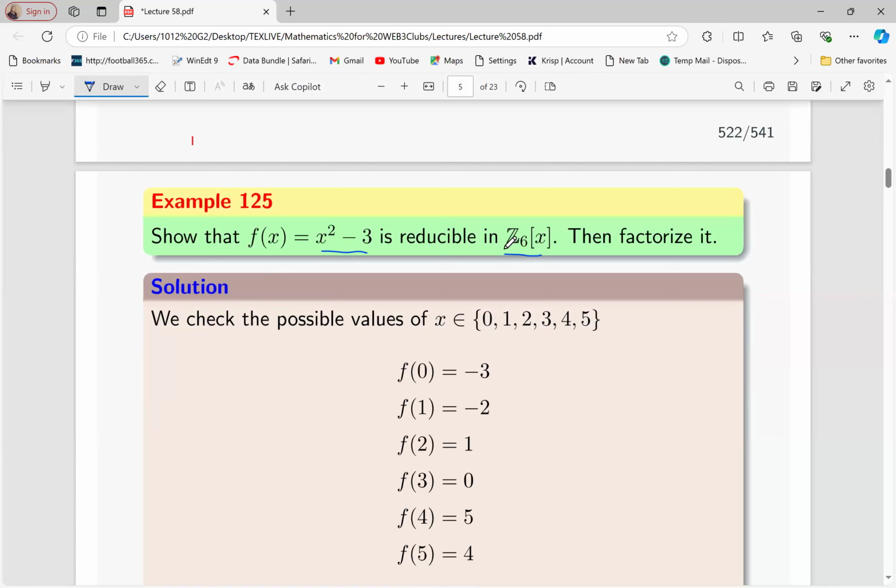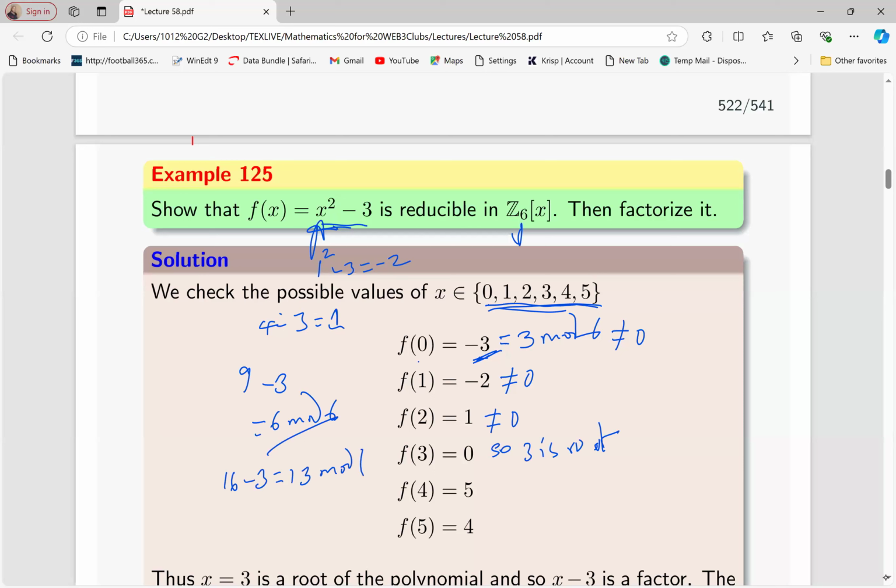What about 3? That would be 9 minus 3, that is 6, and we are doing this mod 6, so this is 0. So 3 is a root. What about 4? If you put 4 there, that would be 16 minus 3, that would be 13. We are doing this mod 6, which comes to what?